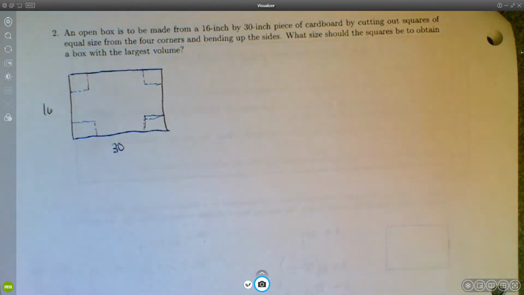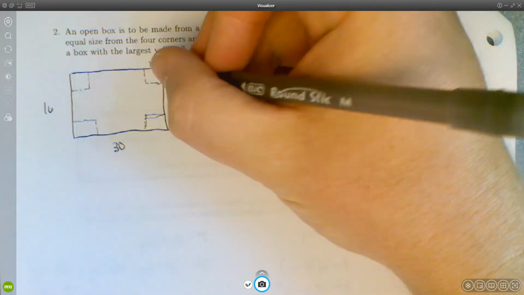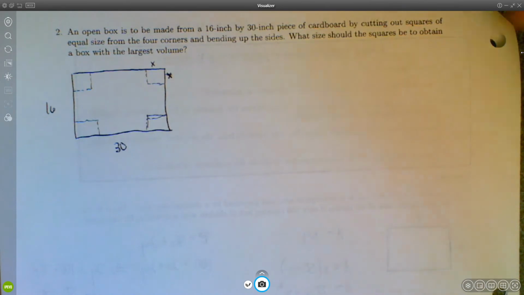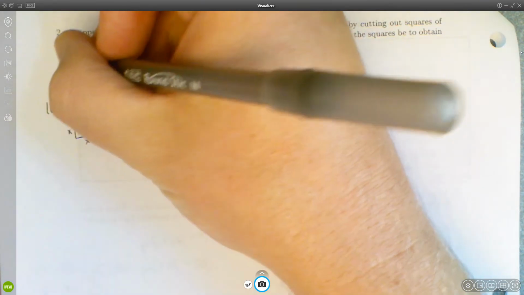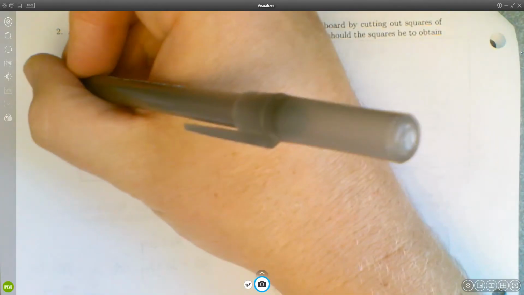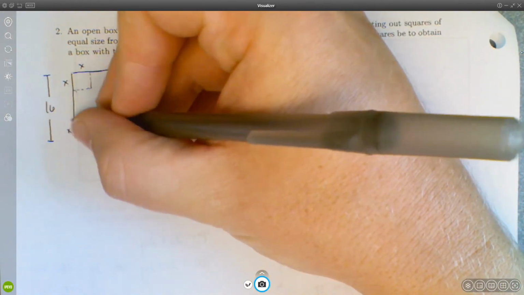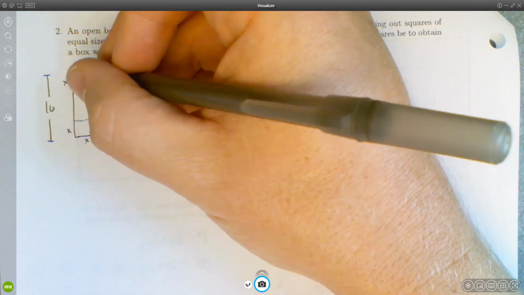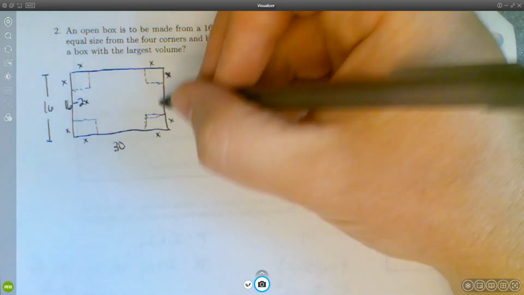So here's what I'll do. I'll call this length x, and that means this length also has to be x, since these are squares. And we can do that with all the other squares as well, since they have to be equal in size. They're all x by x squares. So 16 is the entire length of the original piece of cardboard. But now what's the length of this piece right here? Well, it would have to be 16 minus x minus x. In other words, 16 minus 2x. So this little piece right here is 16 minus 2x. And same with this one.